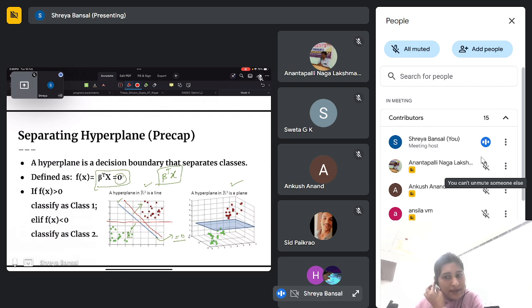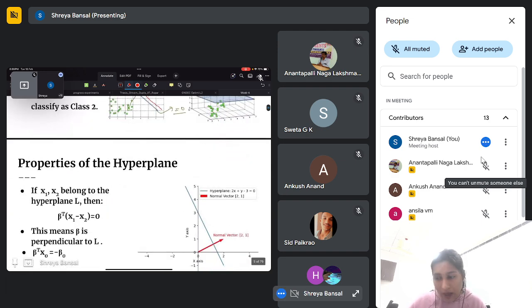So there can be multiple lines here, but how to model the perfect line is our main goal. First we will see how the perceptron algorithm works, then we will go towards support vector machines. Perceptron learning is simple: how to create this line, this boundary, so that our data can be accurately classified. Then there are some drawbacks of perceptron networks, and we'll move towards the more appropriate, or you can say popular model, that is support vector machines.